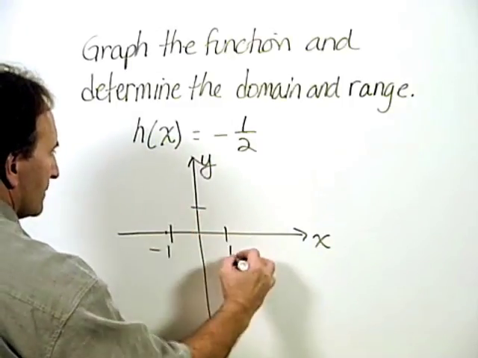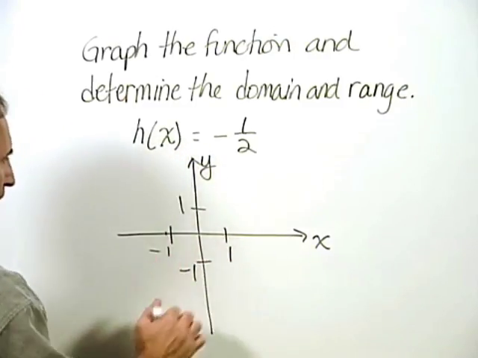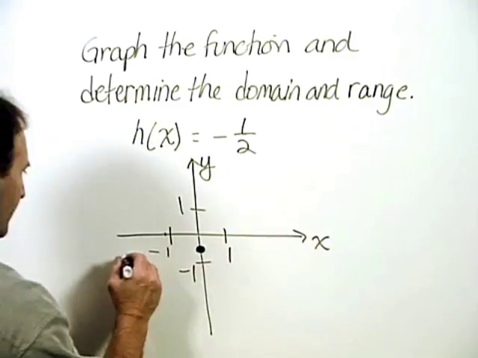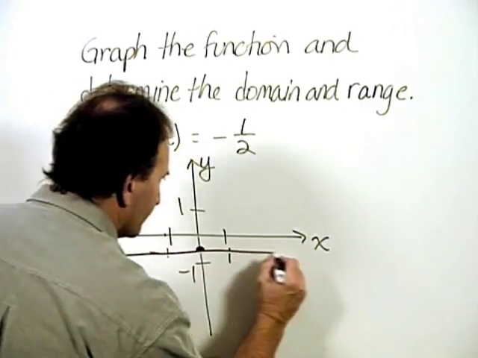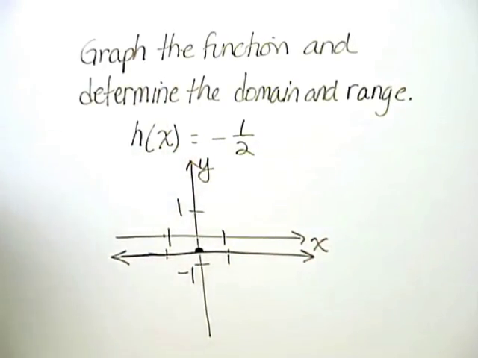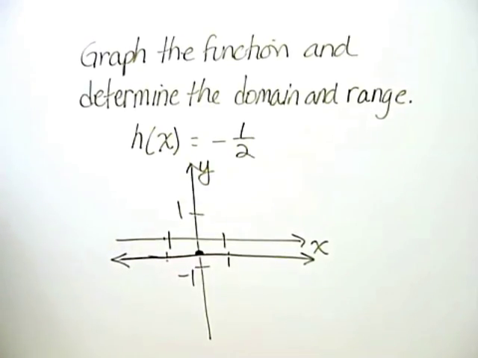We have -1, +1, and -1. And so our graph has to pass through negative 1/2. And so we would draw a line that is horizontal going through negative 1/2 on the y-axis. Well, what about its domain?